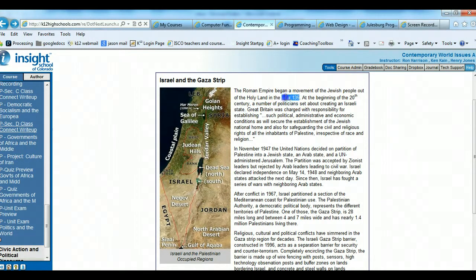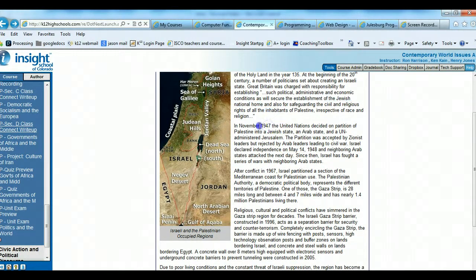So in the year 135, so this would be 135 years after Jesus was born, the Roman Empire spread to the Middle East, and it wanted to move the Jewish people out of the Holy Land. So this was considered the Holy Land, where Israel is right now. So they wanted to move them out. Then the beginning of the 20th century, which would be the 1900s, Great Britain was in charge of setting up a Holy Land for the Jews. You can see right here, established a safe place, a national homeland for the Jews, because their national homeland had been taken over. So the Great Britain, meaning England, was supposed to establish that.